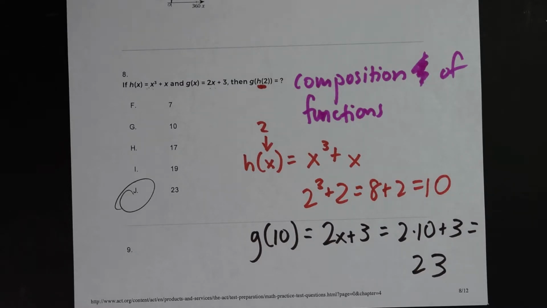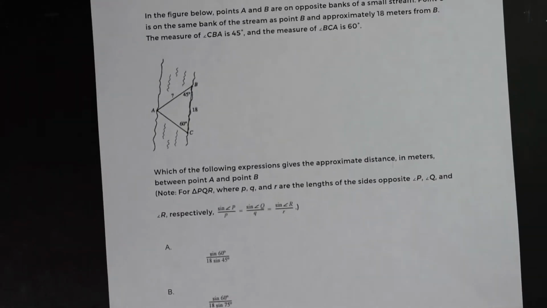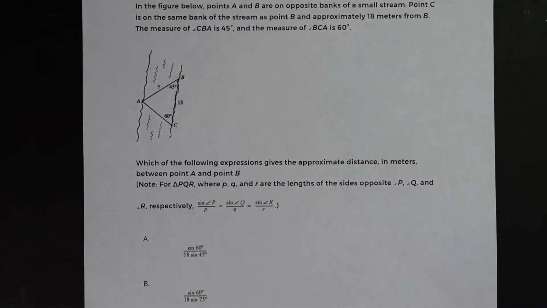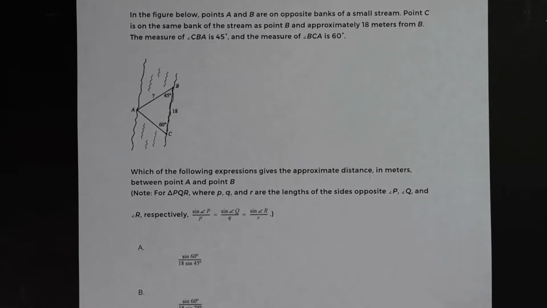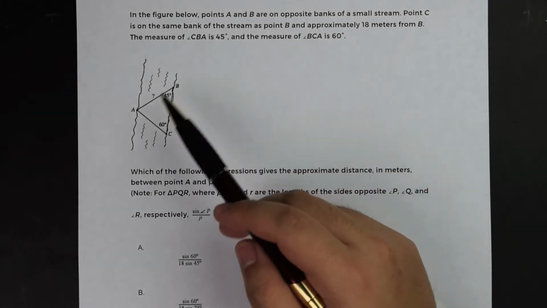Now for me to continue on to number 9, the last question for today. So for number 9, it is a bit big, so some of the answers will be cut off, but we'll just be working around that. Okay, so in the figure below, points A and B are on opposite banks. Okay, approximately 18 meters. Oh, okay, so everything's described here.